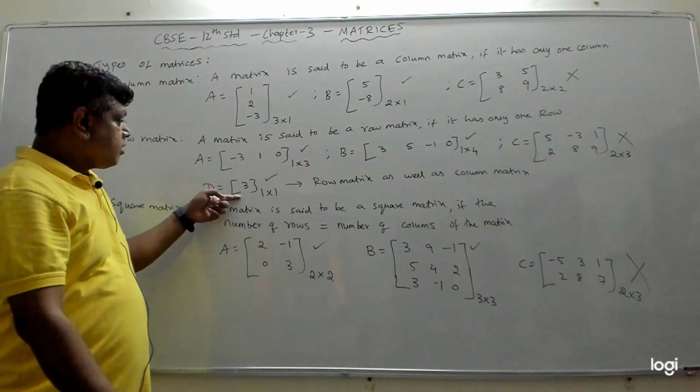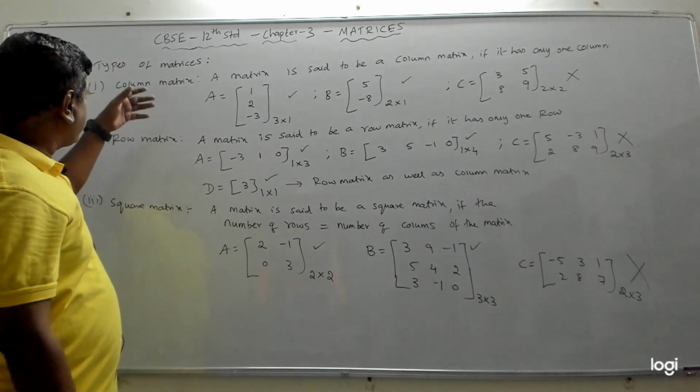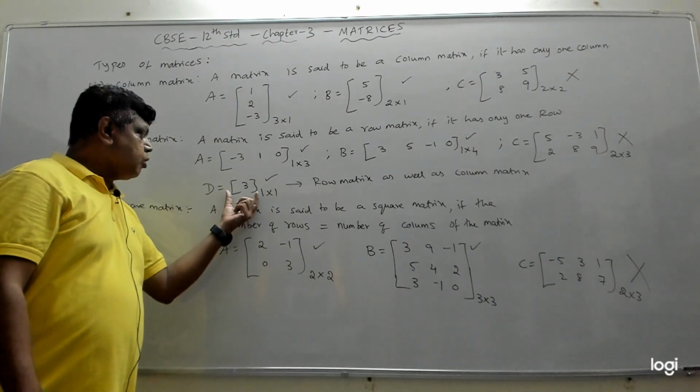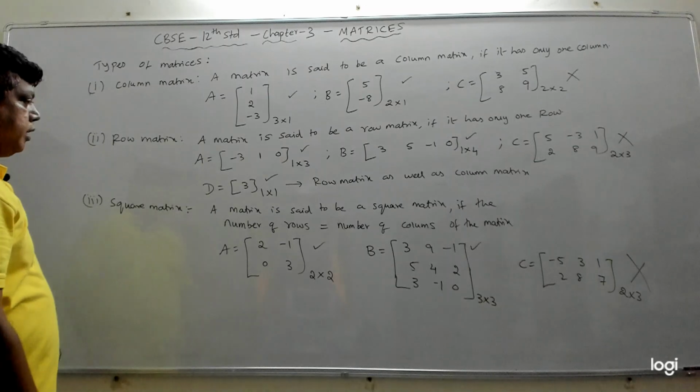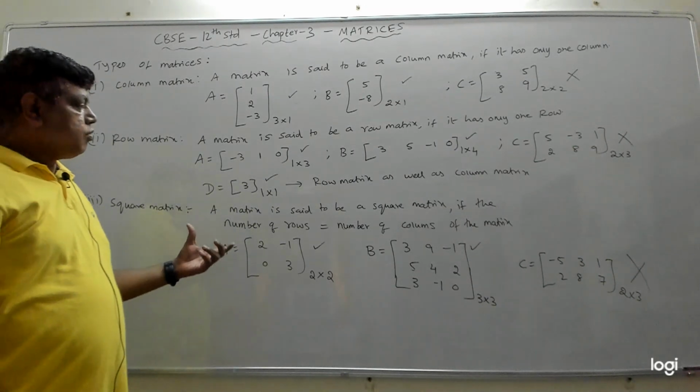And if you see here, this is a square matrix because it has 1 row and 1 column. So this matrix is a column matrix, a row matrix and a square matrix. This D, which is equal to just 3 in the box. Right? So this is an example of a square matrix.